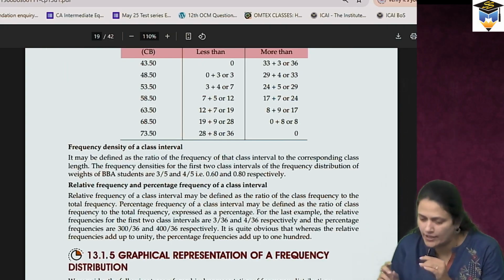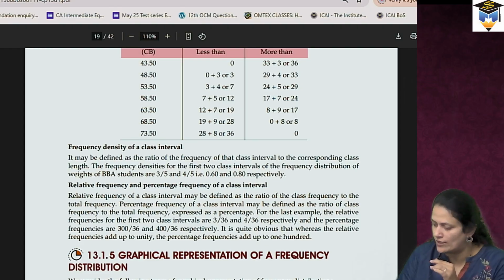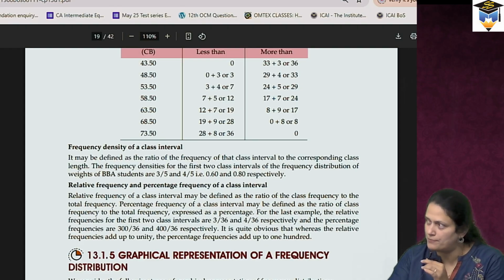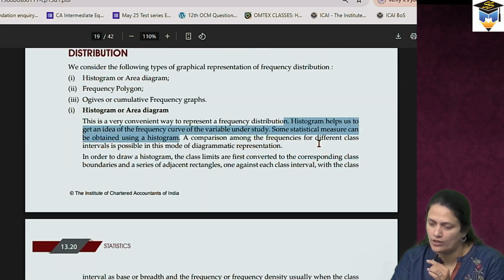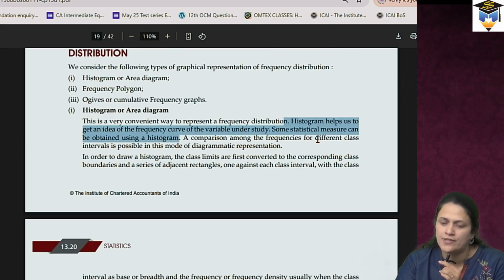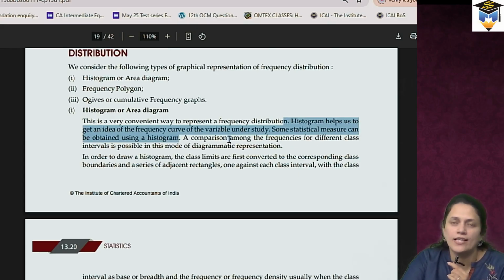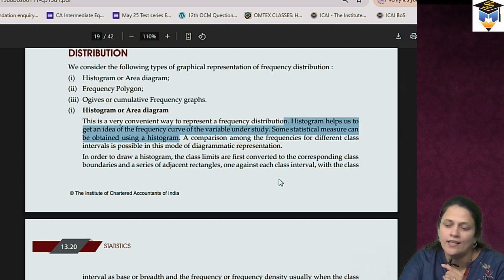Now we have started with the histogram part. I hope everybody has written this down. A histogram helps us to get an idea of the frequency curve of the variable under study. Some statistical measures can be obtained using a histogram.